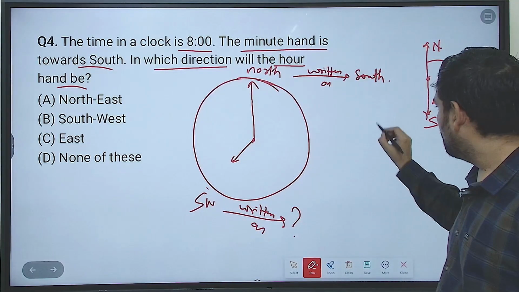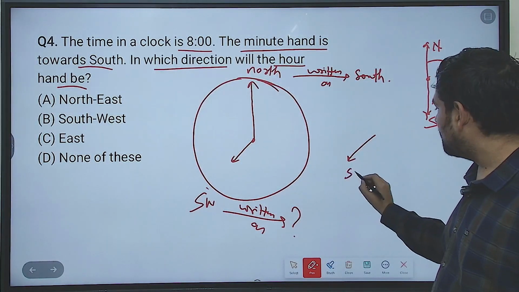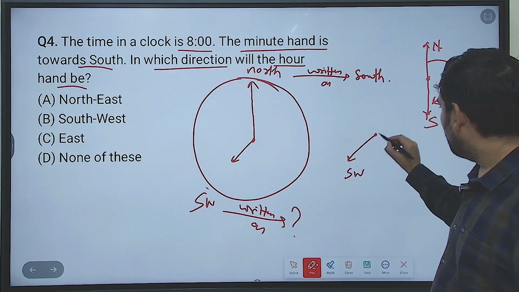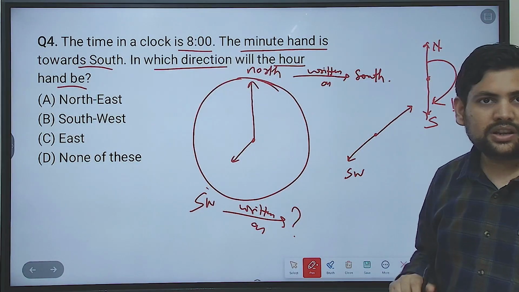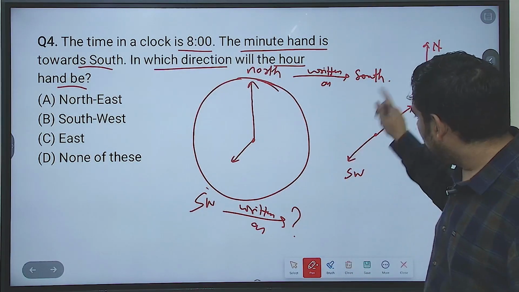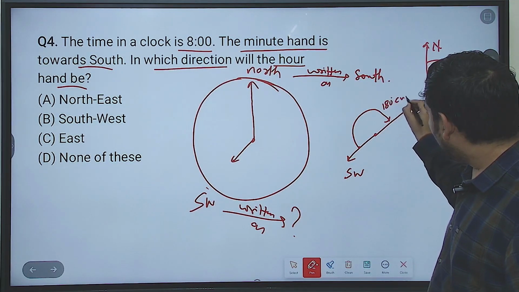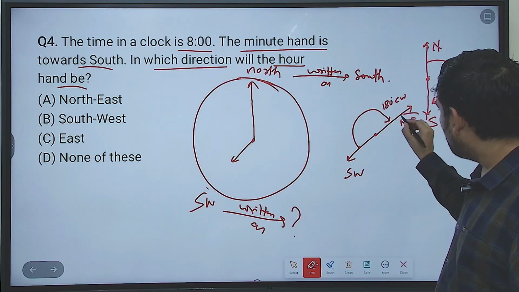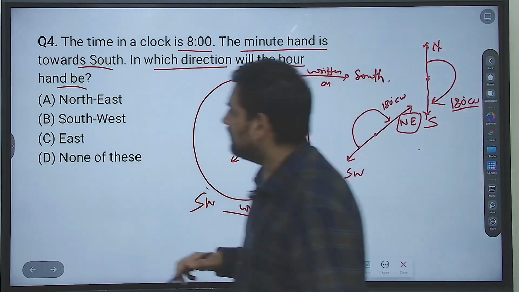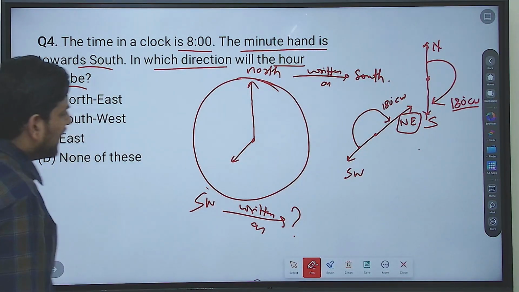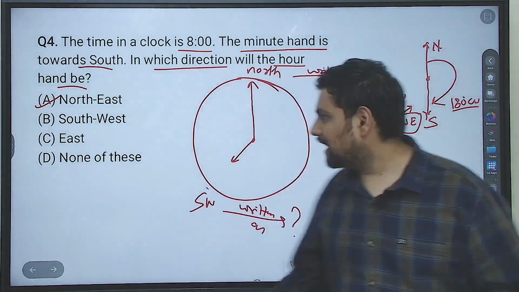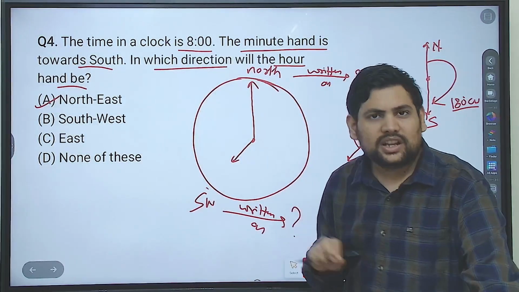So you draw southwest like this, and then what is exactly opposite to it? 180 degree. If I move 180 degree clockwise, where I reach again north. So answer becomes northeast.